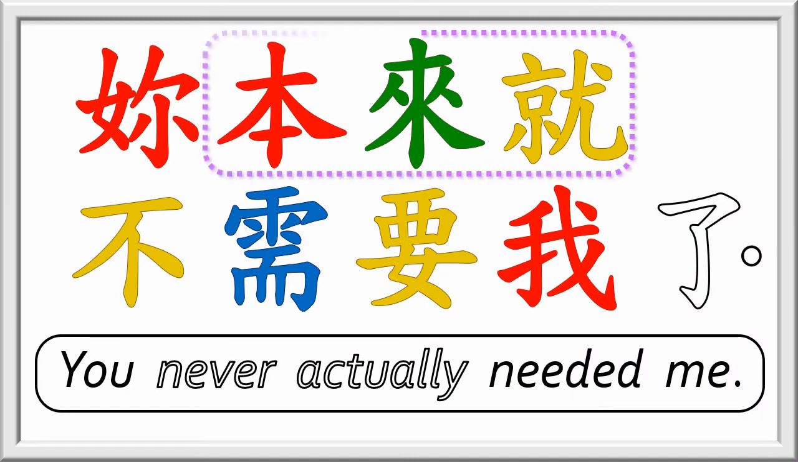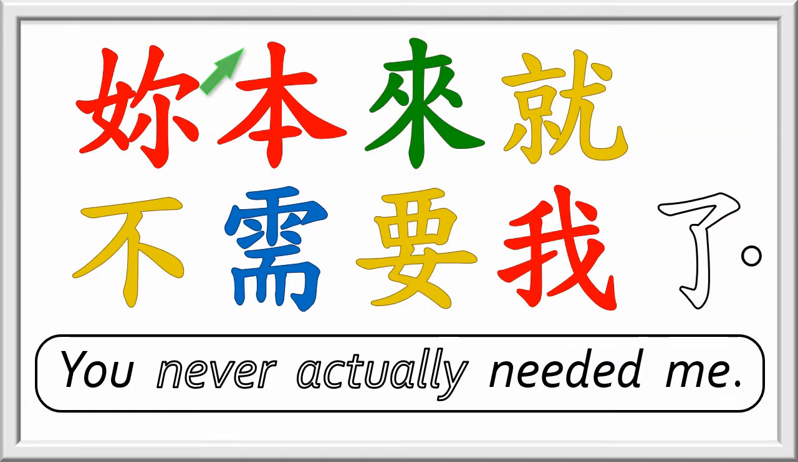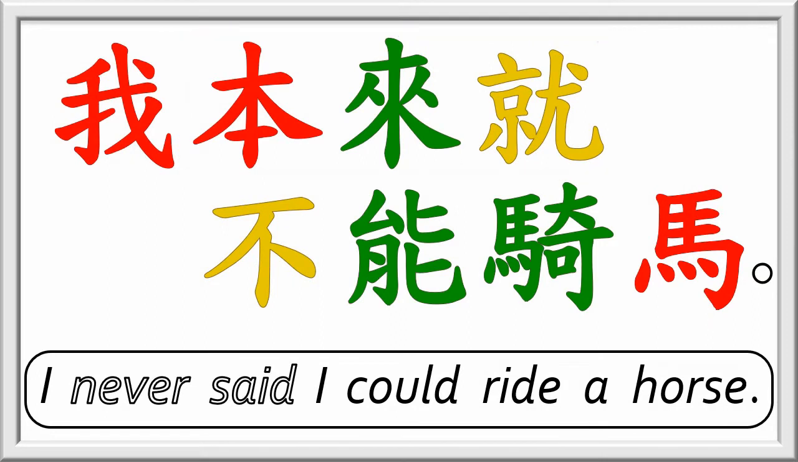你本来就不需要我了. You never actually did need me. You were just trying to be nice at the start of our relationship. 我本来就不能骑马. I never said I could ride a horse. That's been true from the beginning. Who told you that I could?